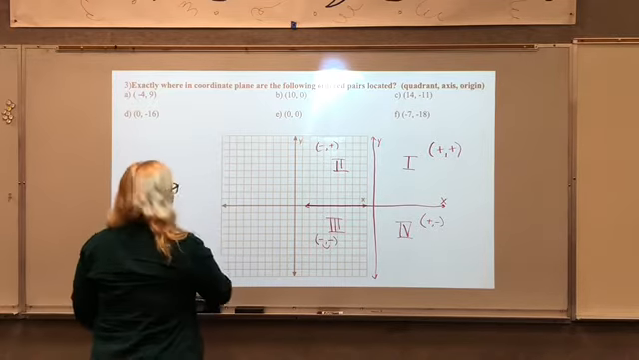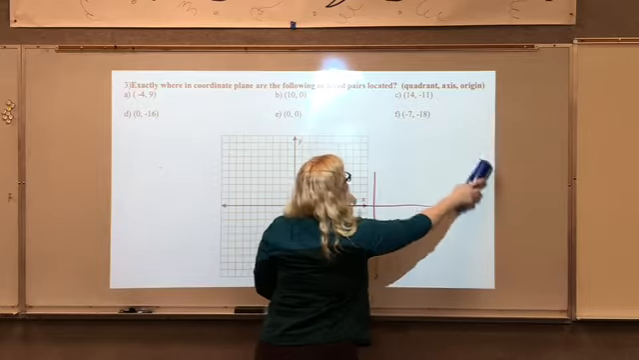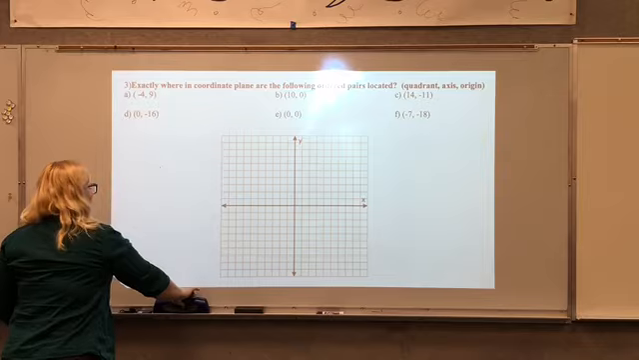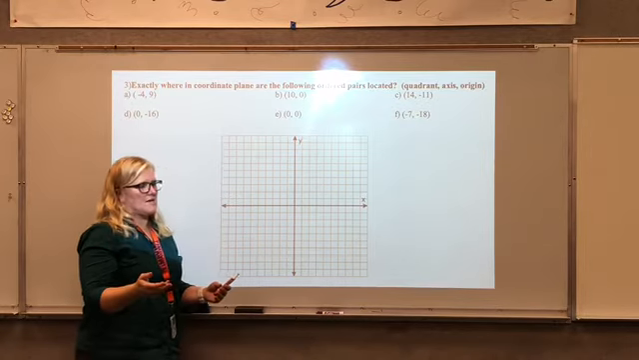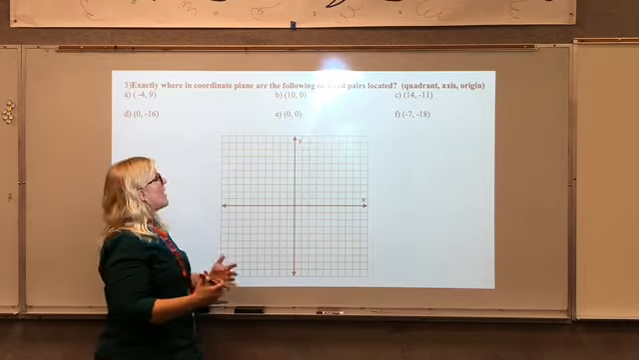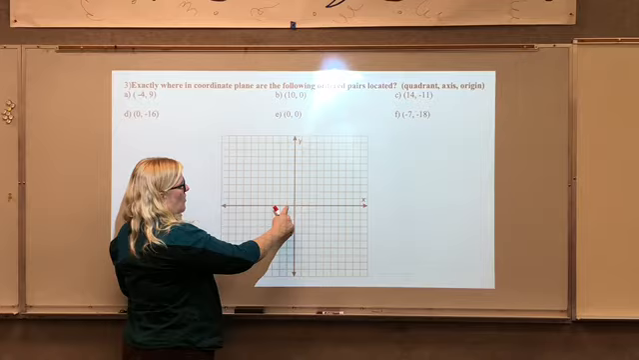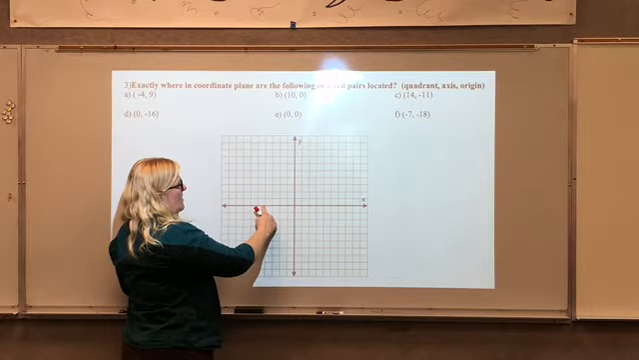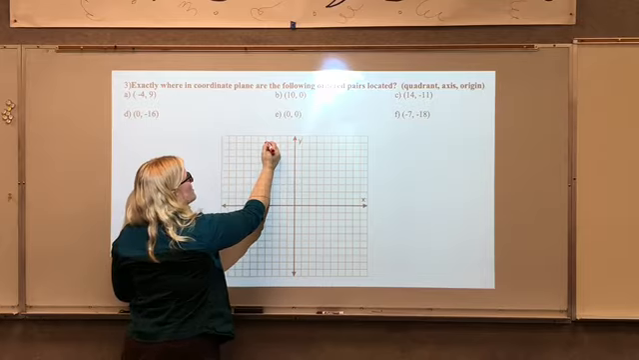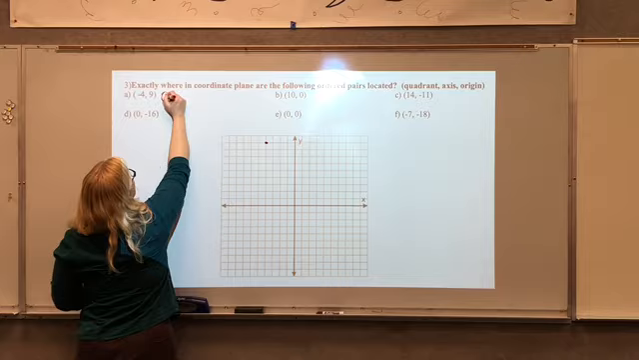So this asks us where exactly in the coordinate plane are these things. We don't have to graph them, but I'm going to so that we can see better where they are. So we've got -4, 9. So x is -4, 1, 2, 3, 4, and then 9. 1, 2, 3, 4, 5, 6, 7, 8, 9. So that point is in quadrant 2.